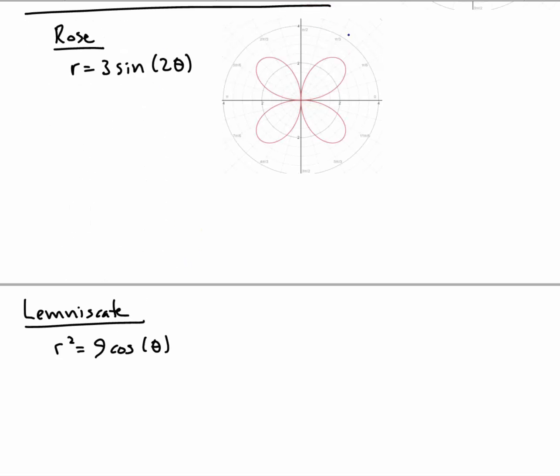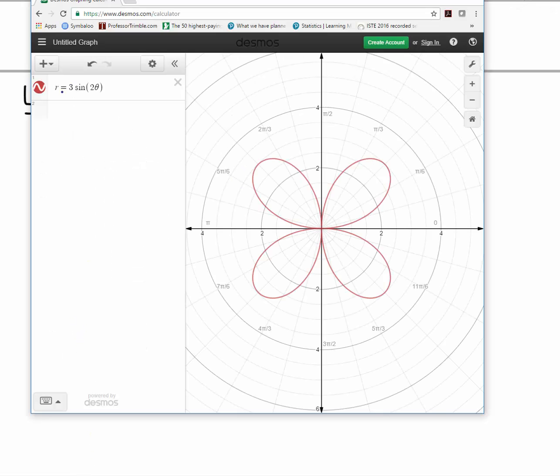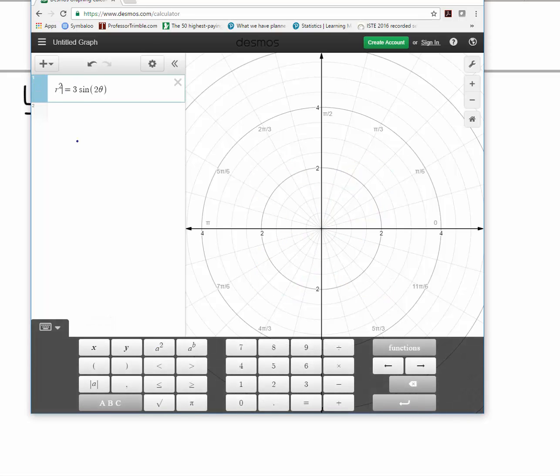And this is an interesting graph, and it has some interesting characteristics. Up here, I guess we didn't talk about, it's symmetric across the x, across the y, and because it's x and y, it's also the origin. So this has lots of symmetry. Let's look at r squared equals 9 cosine theta.